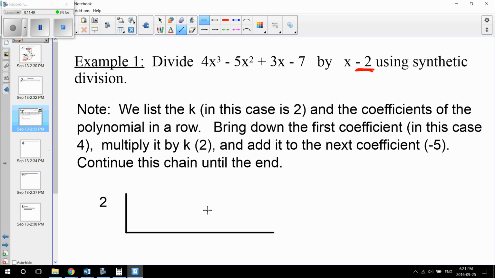And we're going to draw this little box here, that's kind of our division line here. Then in the same line with that 2, we're going to list the coefficients of our polynomial. So we're looking at our polynomial up here, and we're just writing the coefficients. Remember, the coefficients are just the numbers in front of our variables.